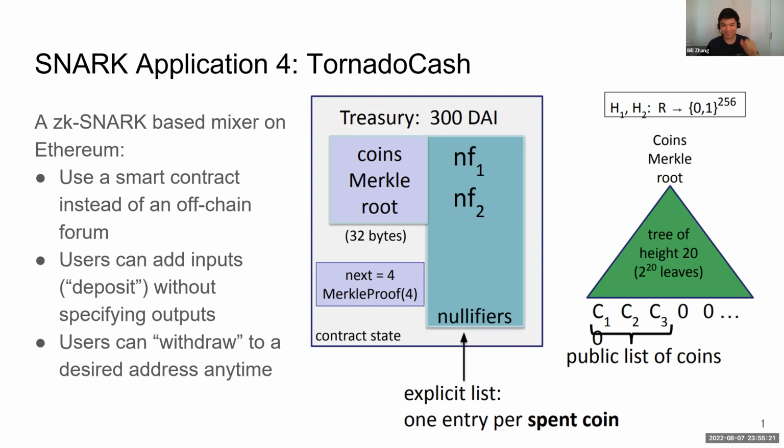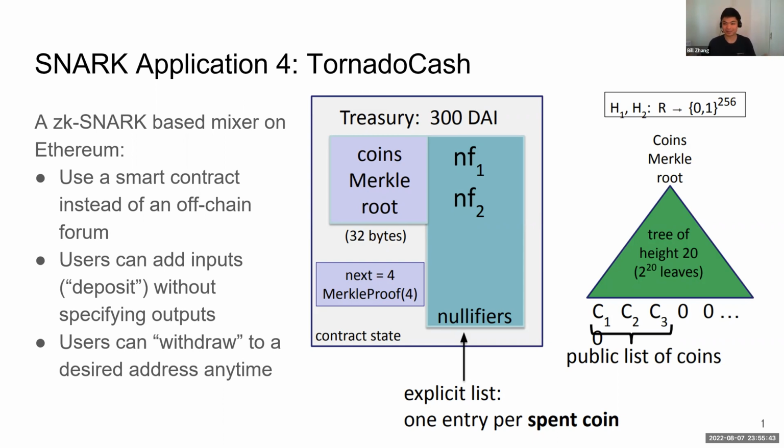And immediately we see a lot of resemblances to Zcash. We see coins, we see a Merkle root of coins, we see the nullifier list. So immediately, if we were to take a step back and think about it, how is the system likely to work? It sounds like when users deposit money, they deposit coins. And then when users withdraw money, they send nullifiers.